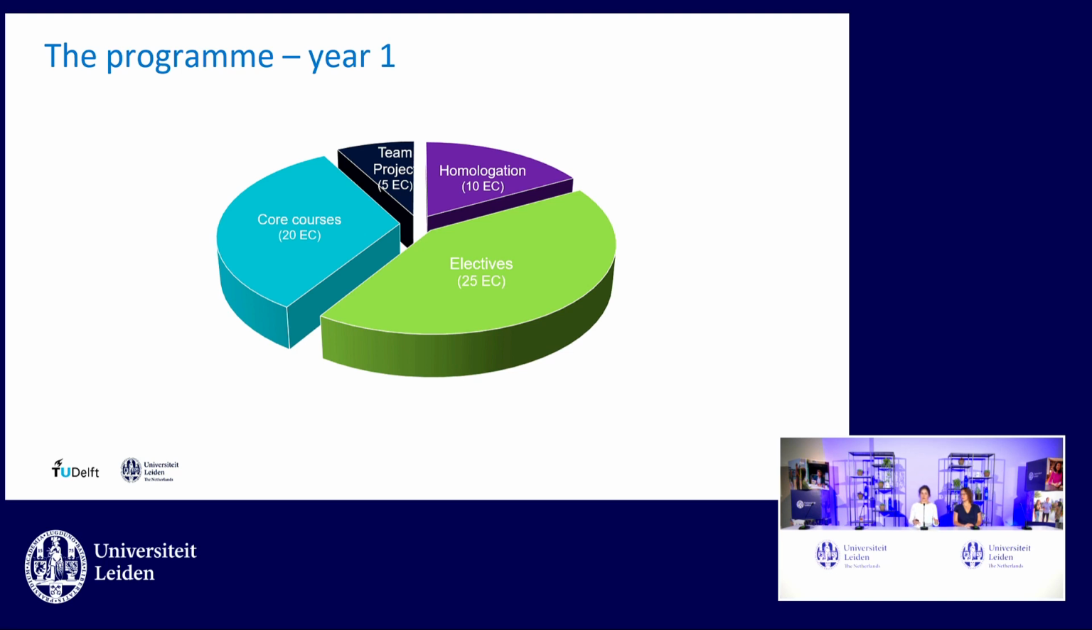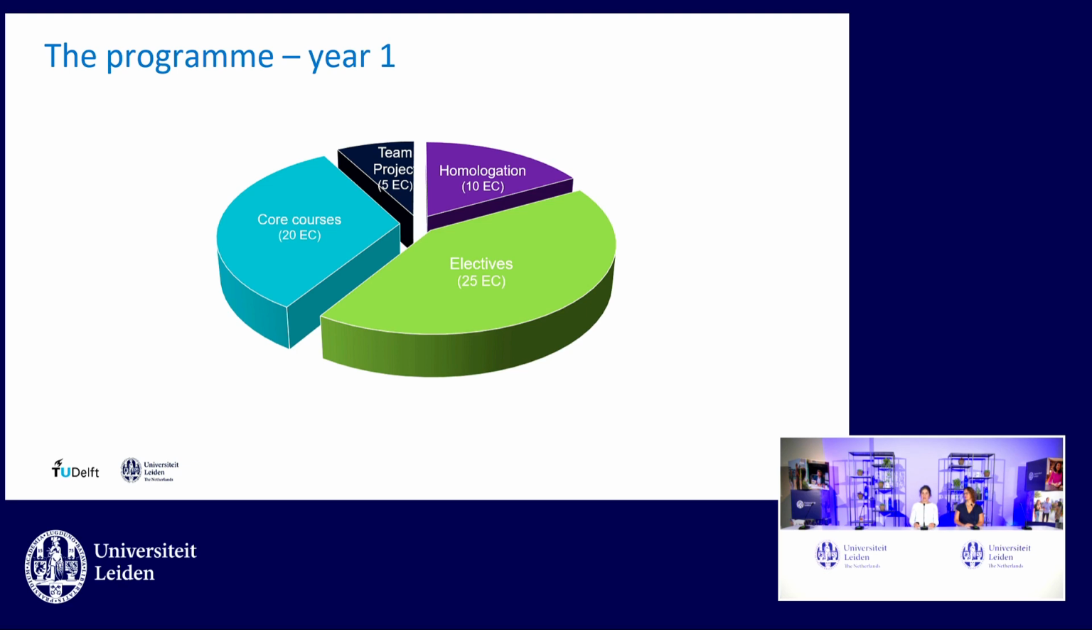So there's courses that are from physics, there's courses that are specializing in math, courses from electrical engineering, computer science, and so on. So a lot of freedom to choose electives in the green block. And then there's one project, a team project, 5 EC.